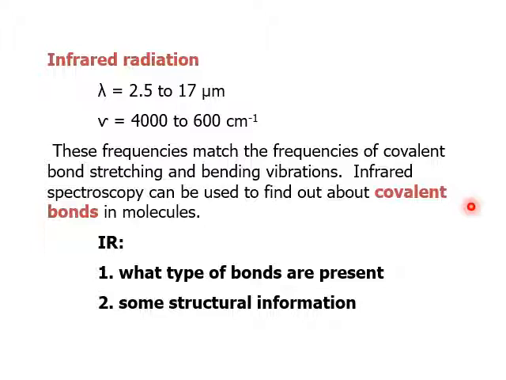For infrared radiation, the wavelength is between 2.5 and 17 micrometers, and the frequency is between 4,000 and 600 wavenumbers. These frequencies match the frequencies of covalent bond stretching and bending vibrations. Infrared spectroscopy can be used to find out about covalent bonds in molecules. In fact, by using IR spectroscopy, we can find information about the types of bonds in the molecule, and some other structural information.